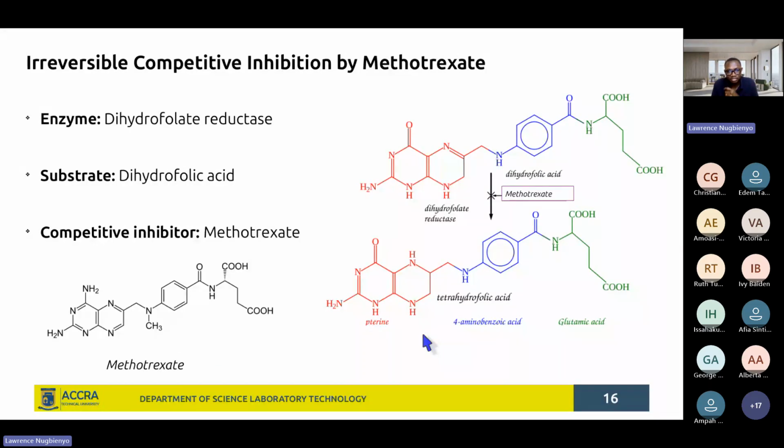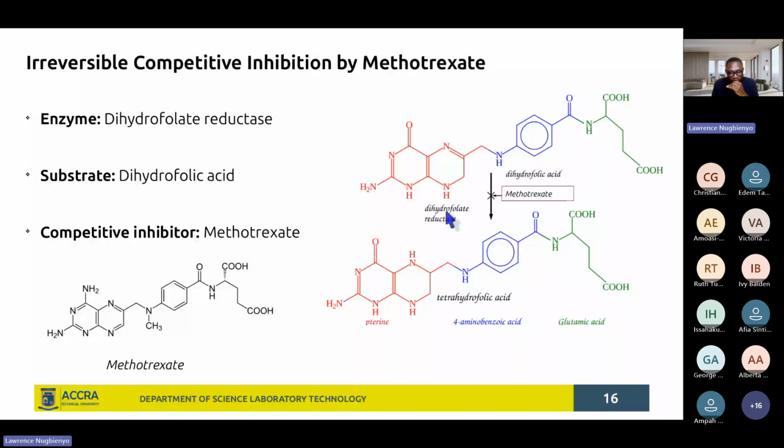The same reaction, the same third reaction. This time around, the inhibitor, the drug there is methotrexate. Methotrexate is, I think, used in chemotherapy against cancers. And we see it's also acting as an inhibitor to that enzyme.